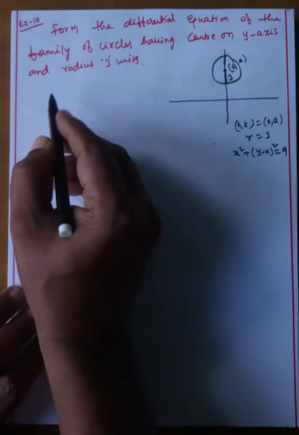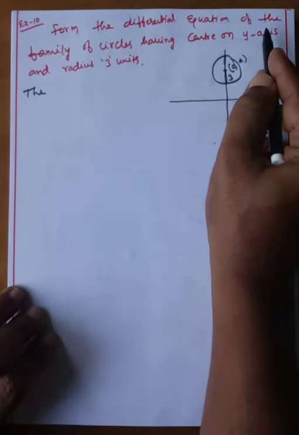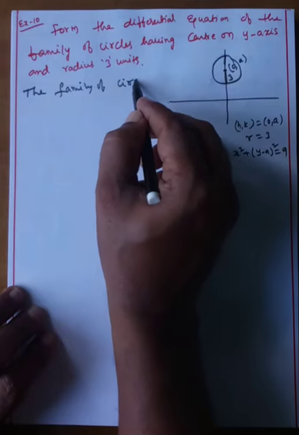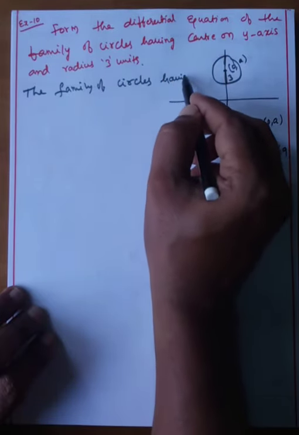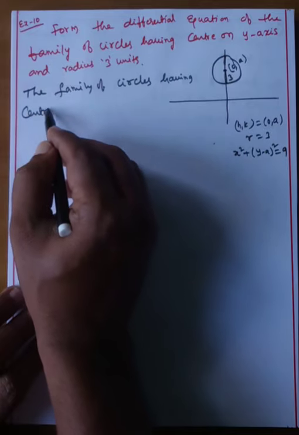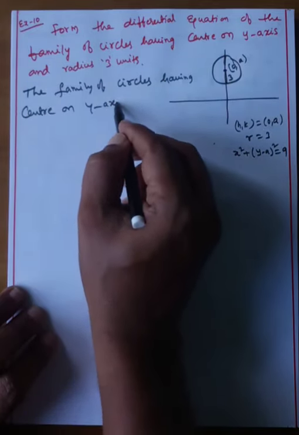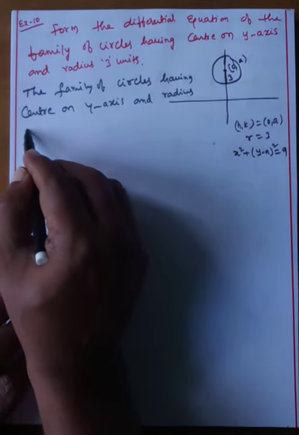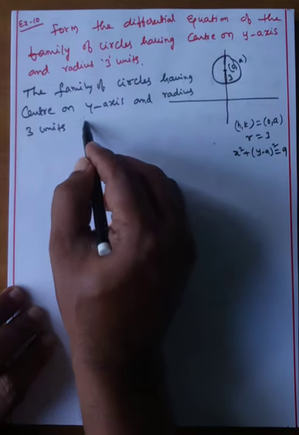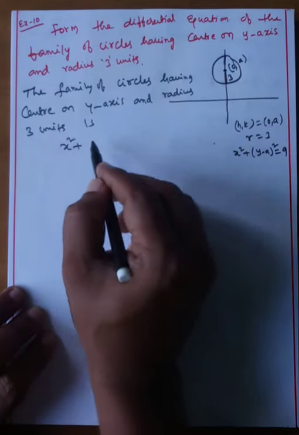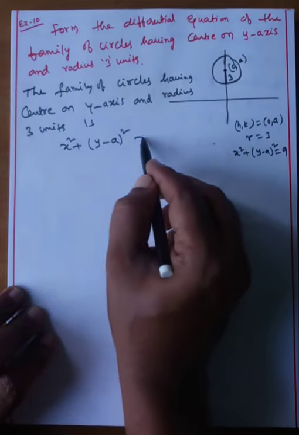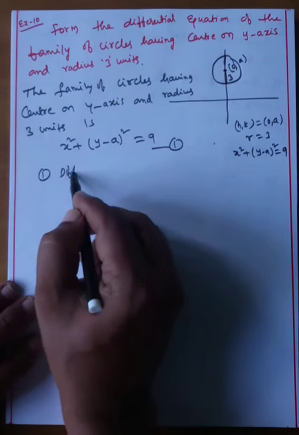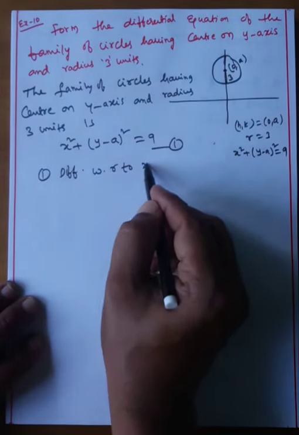Now what is going on? The family of circles having center on the y-axis and radius 3 units is x square plus (y minus a) whole square is equal to 9. This is equation number 1. Differentiate 1 with respect to x.